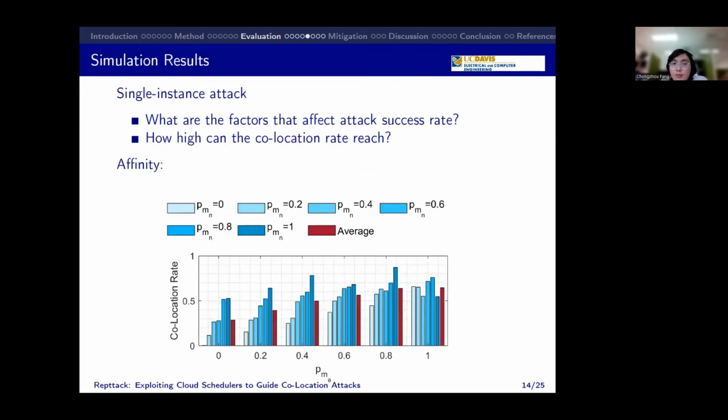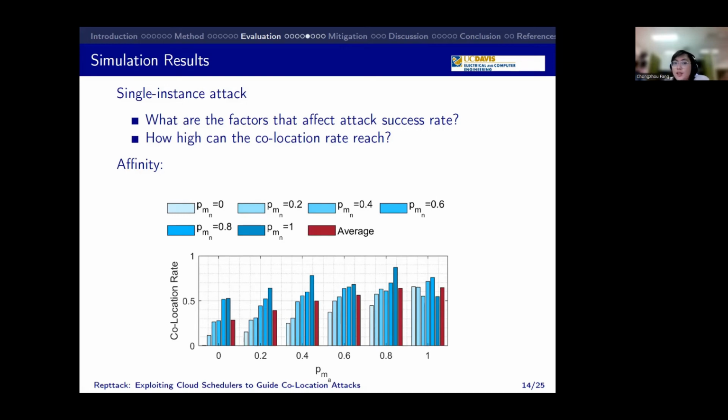Then we change the probability of users having affinity features. In this figure, PMN and PMA represent the probability of a user generating node affinity and interpod affinity respectively. A higher p-value indicates that more affinity features are used. It can be seen from this page that generally collocation rate grows with the use of affinity features. That is to say, our method works well when the victim uses more affinity features.